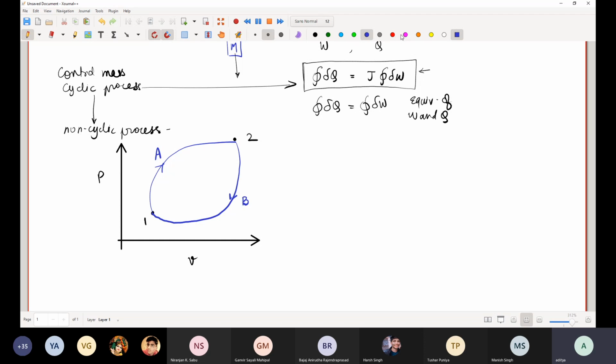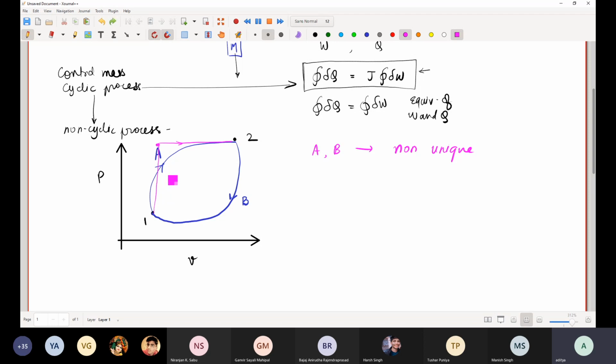Now we can imagine another way of doing it. Process A and process B are non-unique, meaning I could have gone from point 1 to point 2 in any manner. I could have done this also, I could have gone in any way. In fact, a very pragmatic way would be isochoric heating. I could go isochoric heating like this and then isobaric expansion like this. This is also valid. No problem.